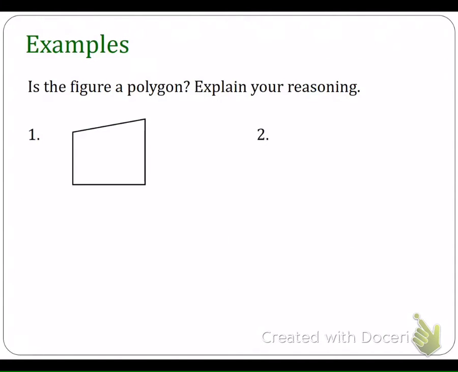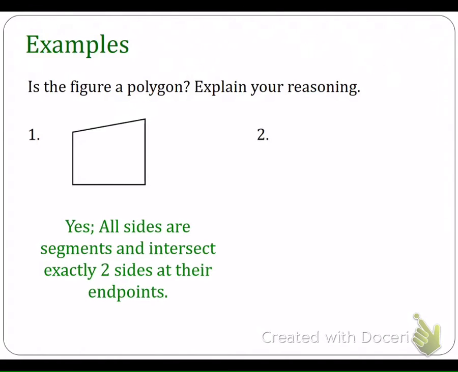Alright, so is the figure a polygon, and explain. Is number 1 a polygon? Yes. It is. All the sides are segments, they're straight, no curves, and they're all touching at the endpoints. So yes, all sides are segments and intersect exactly 2 sides at their endpoints.